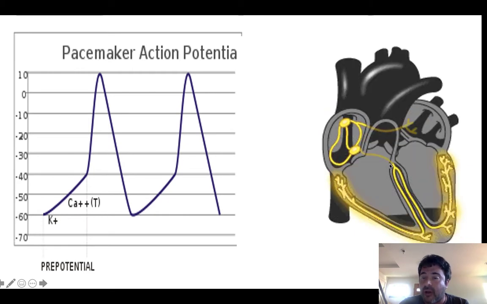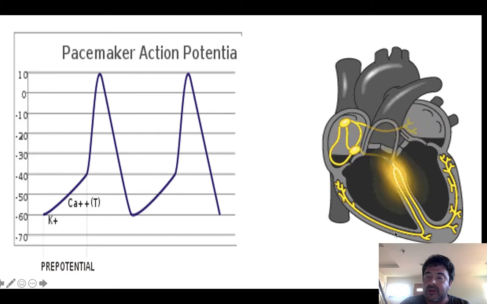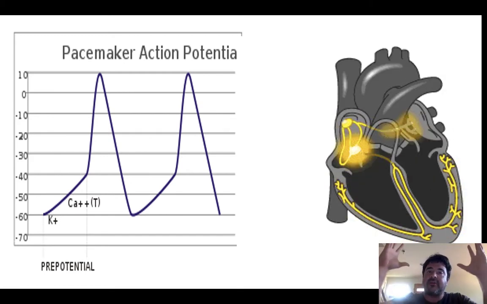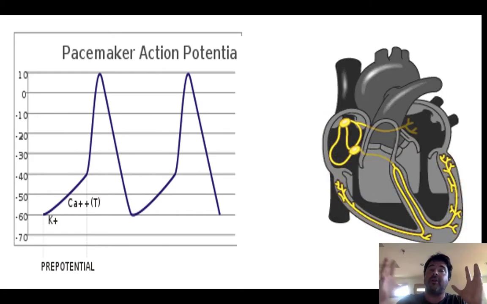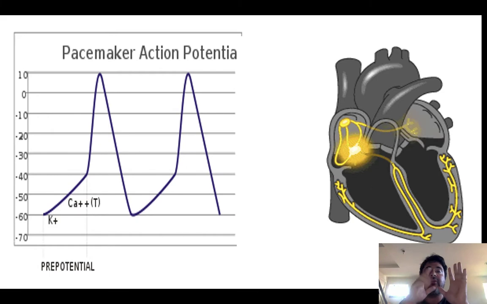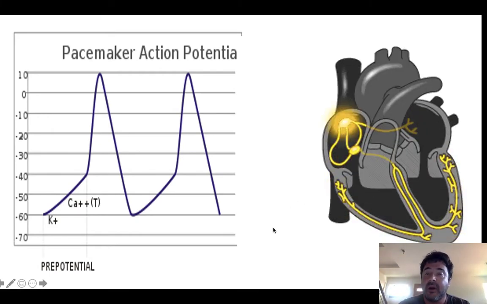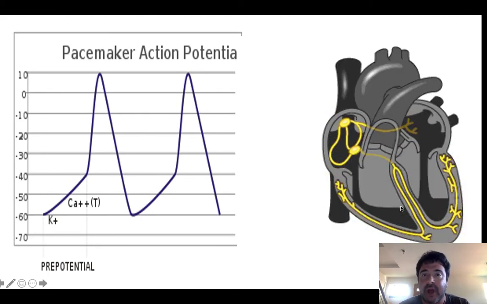The electrical signal is allowed along the bundle of His to the right and left bundle branches, to the Purkinje fibers, which spread up the wall of the ventricles. As the depolarizing wave spreads through the ventricles, they will depolarize. Once they're done depolarizing, they will contract, because the electrical event always precedes the mechanical event. So the atria depolarize and contract, the ventricles depolarize and contract.